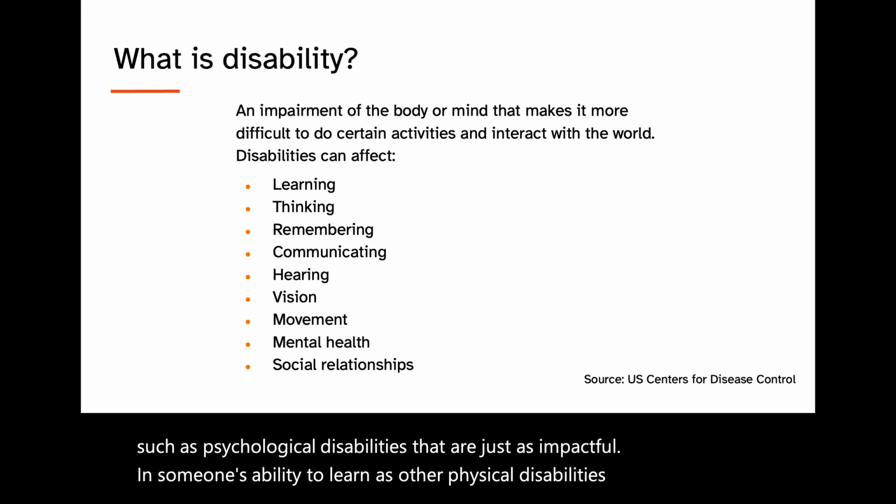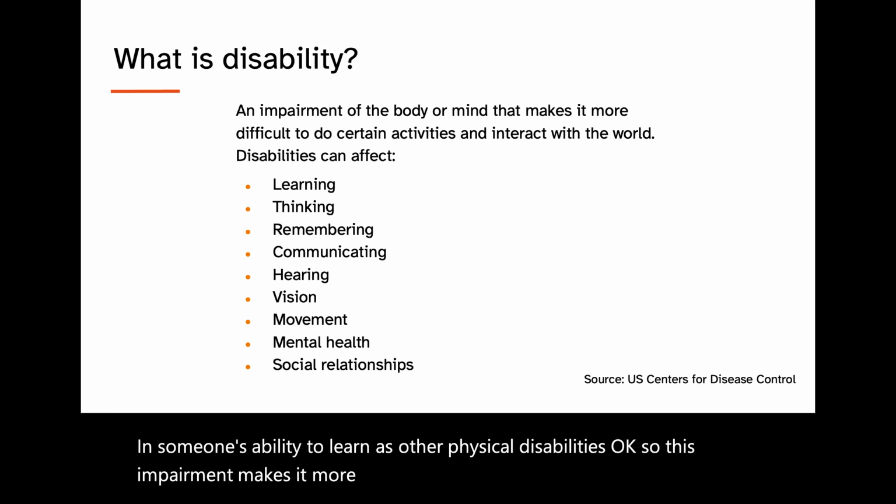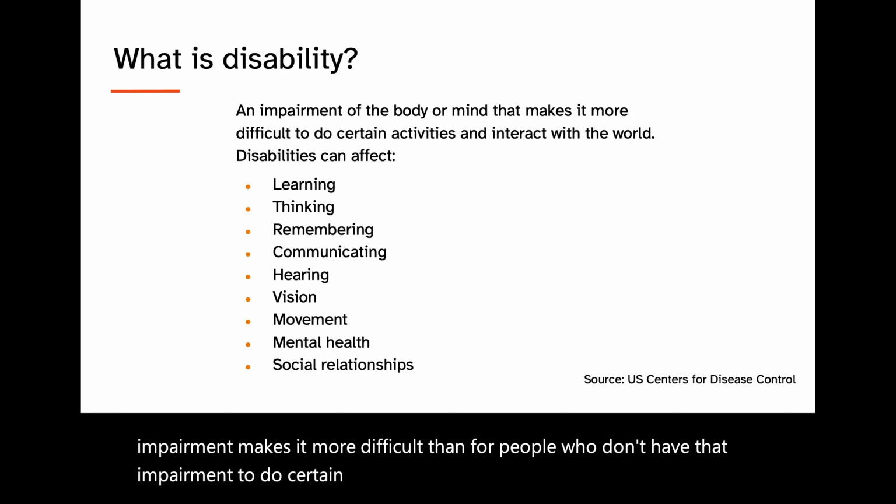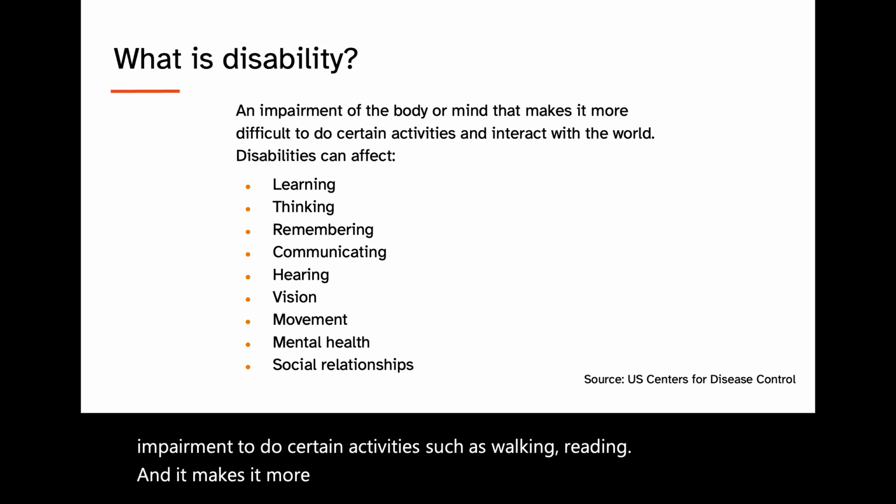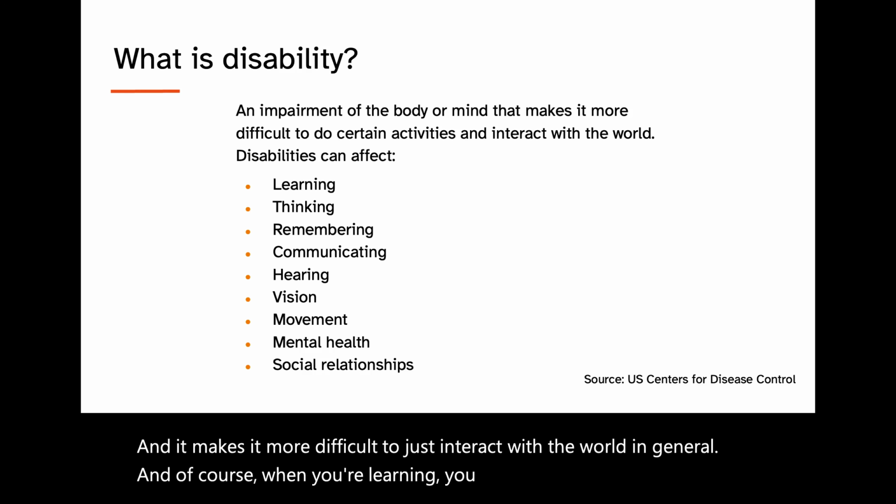Okay, so this impairment makes it more difficult than for people who don't have that impairment to do certain activities, such as walking, reading, and it makes it more difficult to just interact with the world in general. And of course, when you're learning, you have a lot of interaction, right? The mind has to be very active.